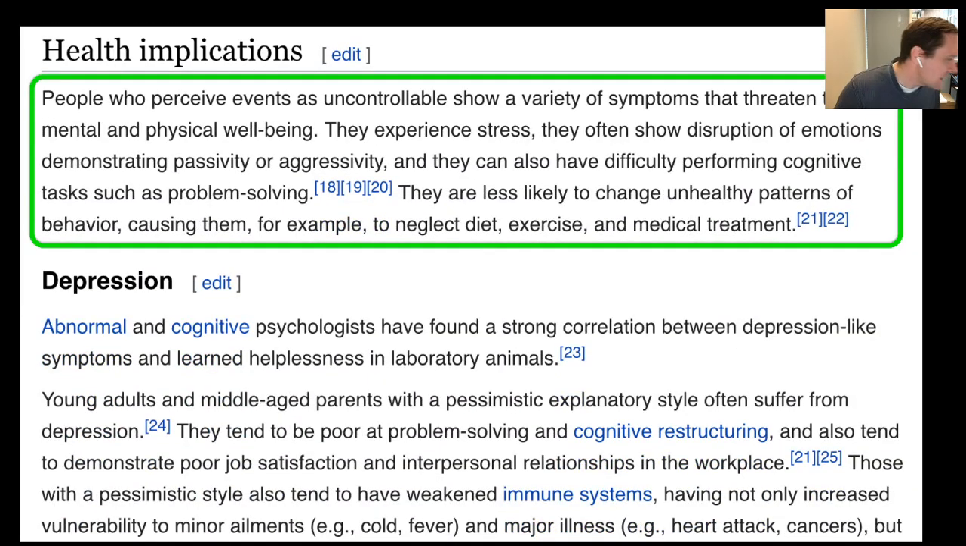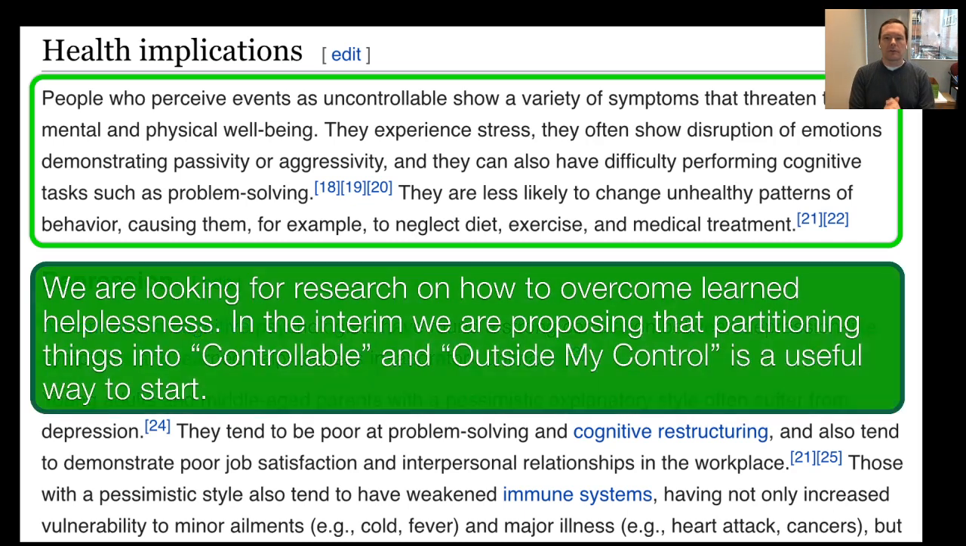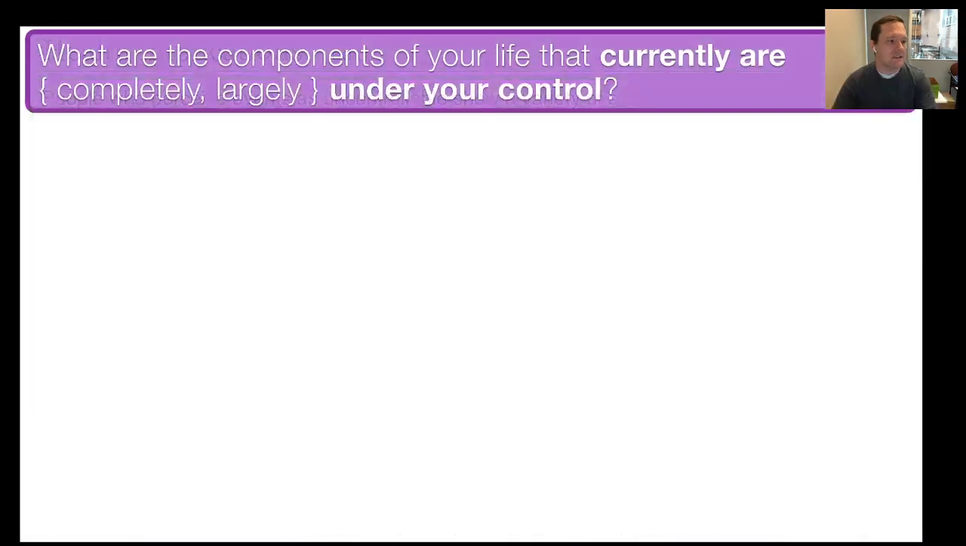We're going to cut out in a minute. We are currently looking for research on how to overcome learned helplessness. But in the interim, and this is your homework, I'm giving you homework. Yeah, it's 14 hours. Let's start to partition what's controllable and what's outside your control. So we'll take this up tomorrow. But as homework, partition what's currently largely under your control from that which is not. We'll take this up tomorrow and move on from there.